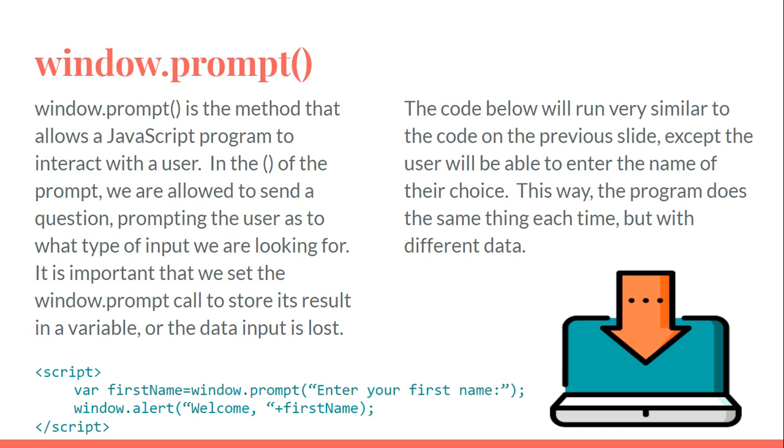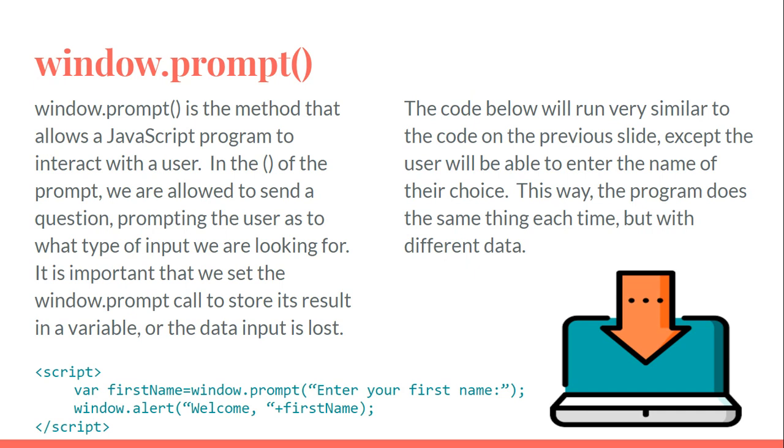However, if we take input and we use the window.prompt method to do that, that's going to allow us to interact with the user. So in the parentheses of the window.prompt method, we're allowed to send a question that prompts the user as to what kind of input that we're looking for. It's important we set window.prompt to store its result in a variable or the data is lost.